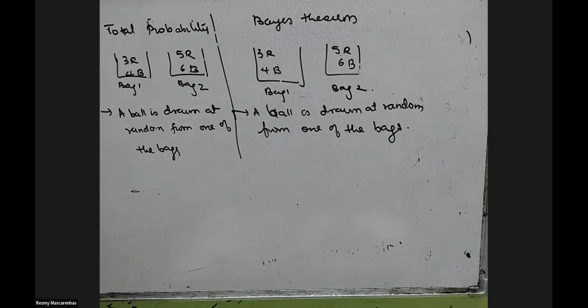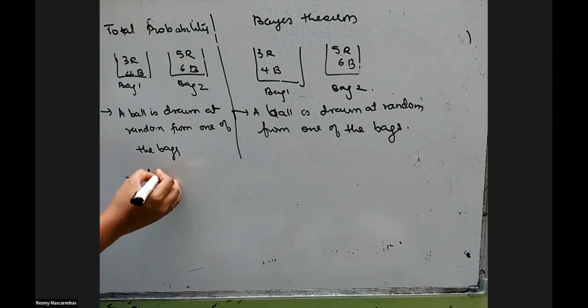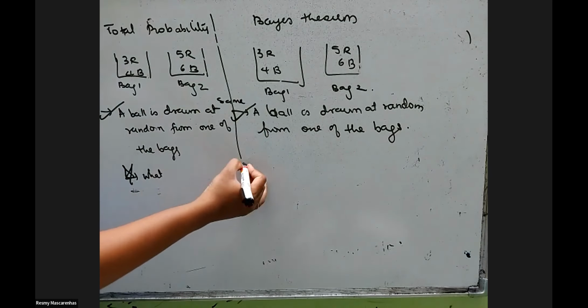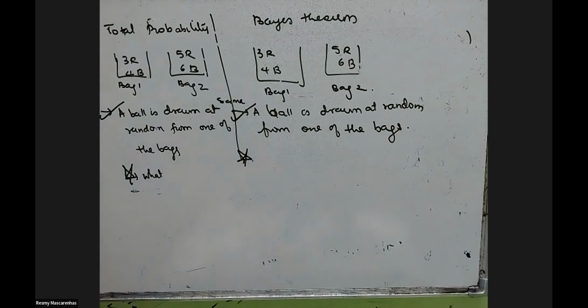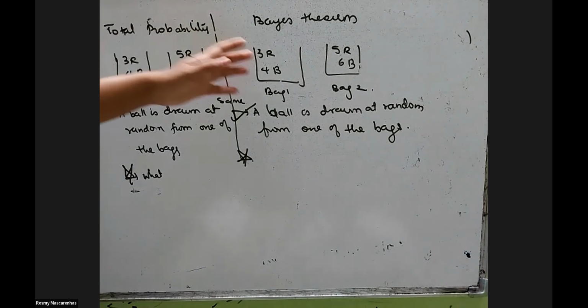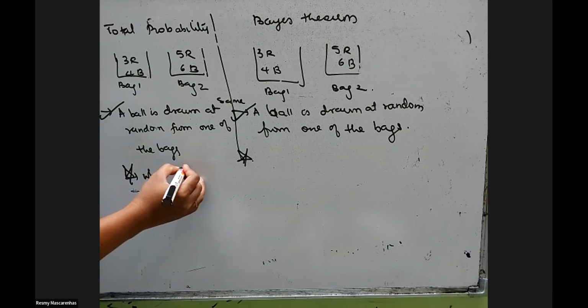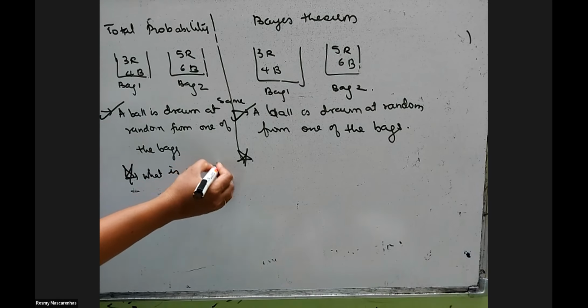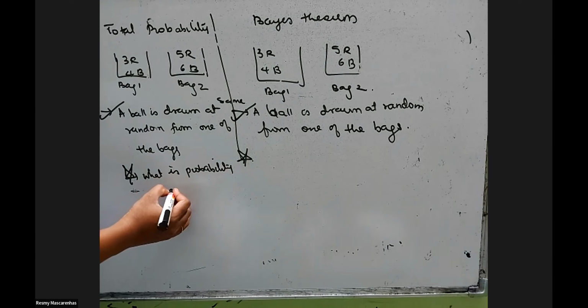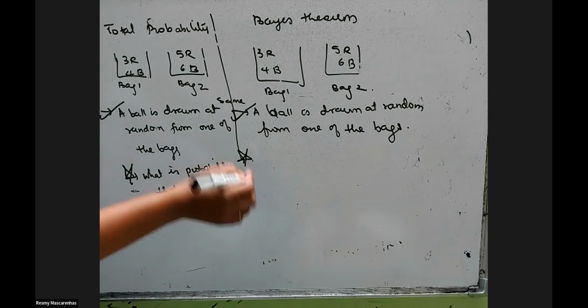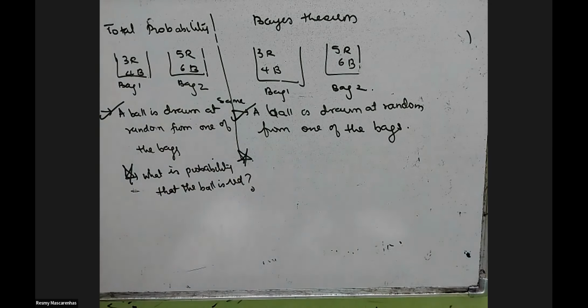Now, if I ask, the question will be, what is the probability? Till here, this and this are the same. Now, this is what you have to check for. This question makes a difference. In either case, you are picking a ball. From which bag, as of now, you don't know. Now, what is the probability that the ball is red? So, this would be the total probability theorem.